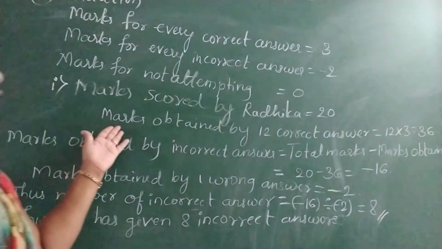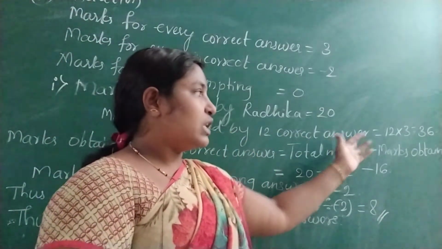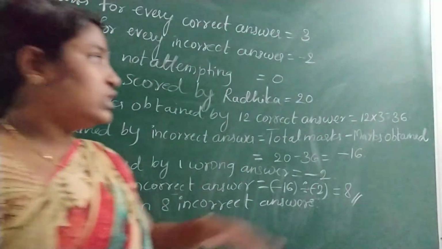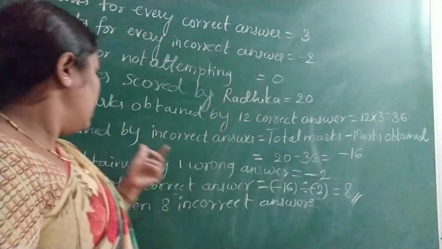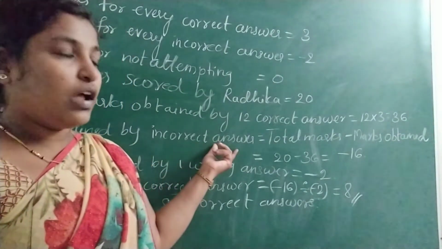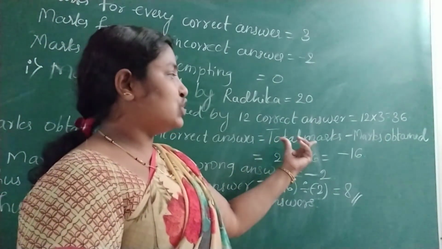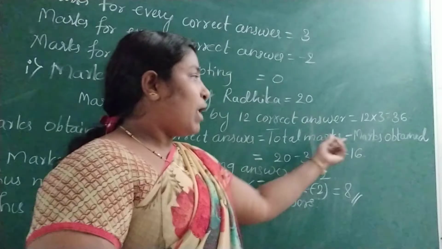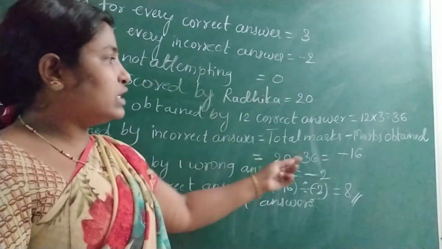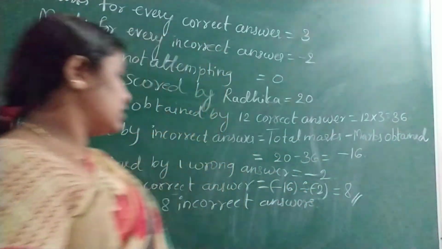To find that, marks obtained by 12 correct answers is 12 into 3 is equal to 36, because this is given and this is given. Marks obtained by incorrect answers we don't know, this we should identify. How can we get this? Total marks she has taken minus the marks obtained, that is 36. So 20 minus 36 is equal to minus 16.